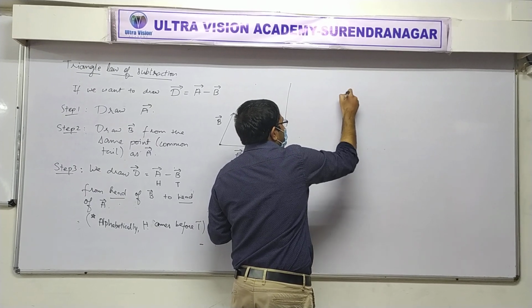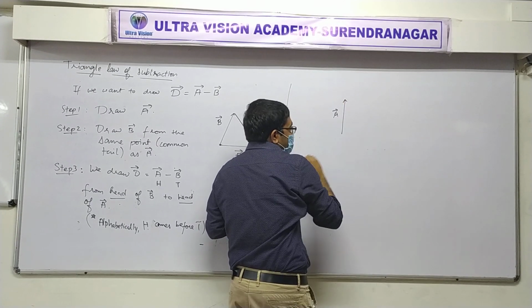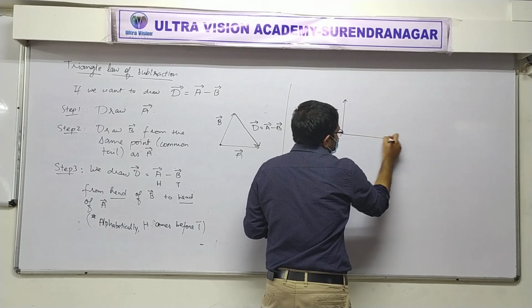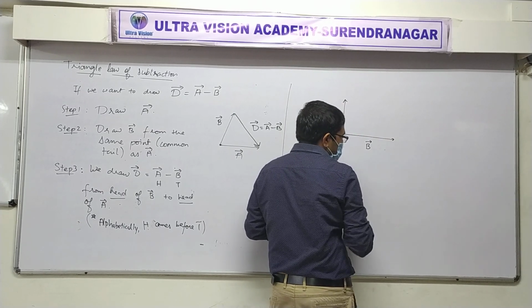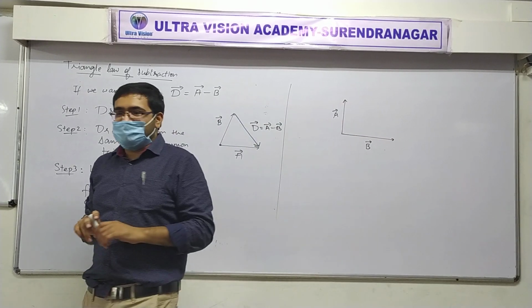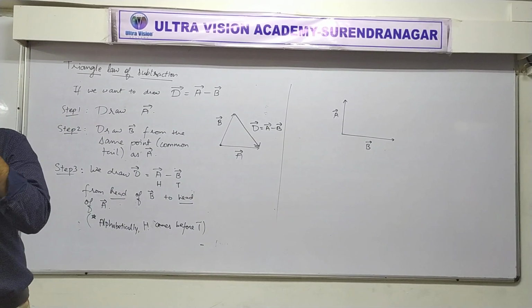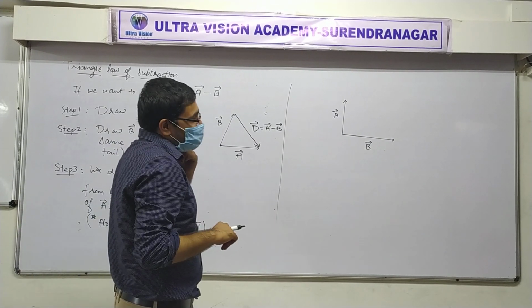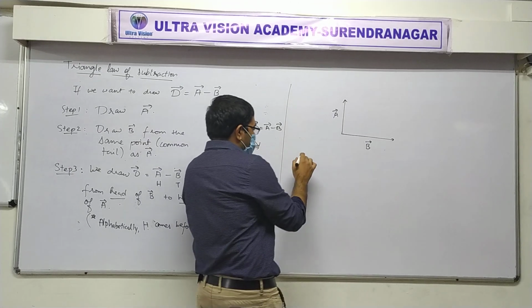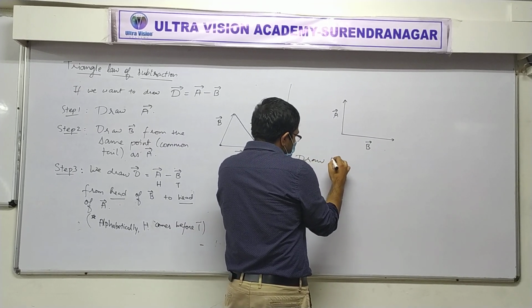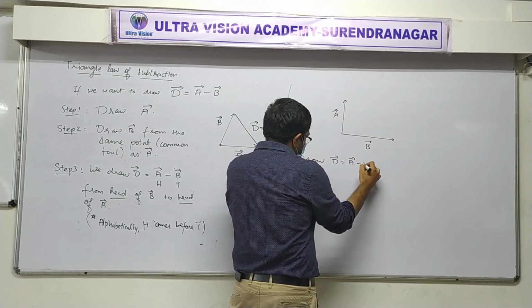So suppose I would draw A vector in this way and B vector in this way. Draw it quickly with the pen. Okay, there is no need of scale or anything. Now I want you to draw D vector which is equal to A vector minus B vector.